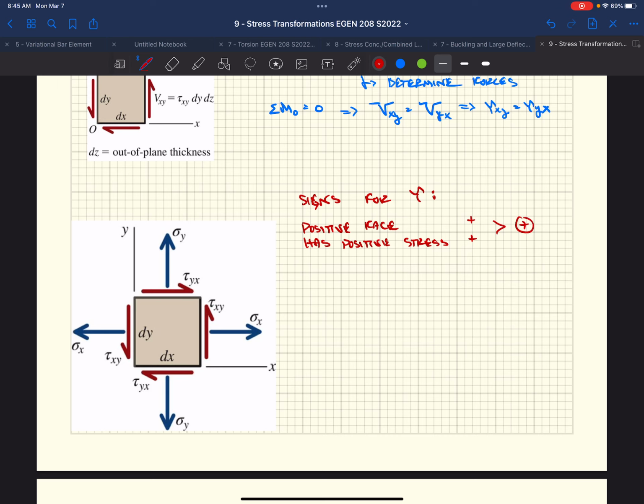What does that mean? Well, remember our notation for tau xy or tau yx is the shear stress on the x face in the y direction, or shear stress on the y face in the x direction, right? So this tau xy, for instance, it's on the positive face, right? It's on the positive x side of this block, and it's acting in the positive y direction. This thing is positive, right?